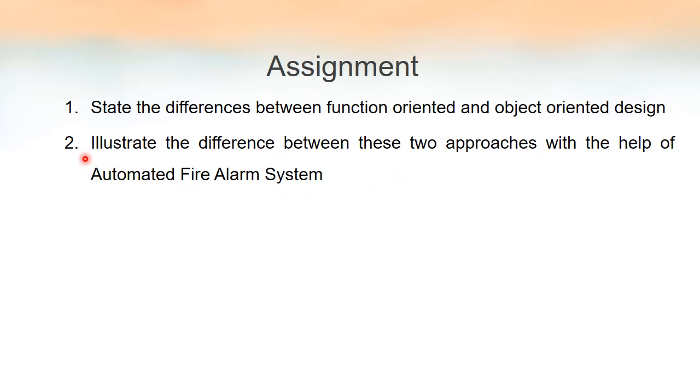And the second question is to explain how this automated fire alarm system can be designed using object oriented design as well as function oriented design, and then find out the differences. I will repeat, you have to design this automated fire alarm system using both object oriented design and function oriented design, and then compare the two approaches of designing.